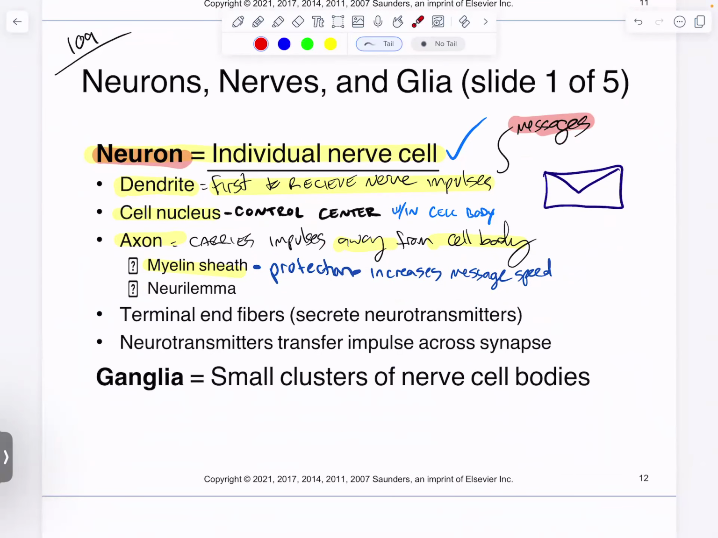Okie dokie. So we're going to skip this screen. We're going to go right on over here. Let's take a look at what we're dealing with. So what is this again? That's going to be one neuron. We're looking at one neuron, this guy right here. My friends, what is a neuron? Just say it. Come on, ready? Go. A nerve cell, one nerve cell.